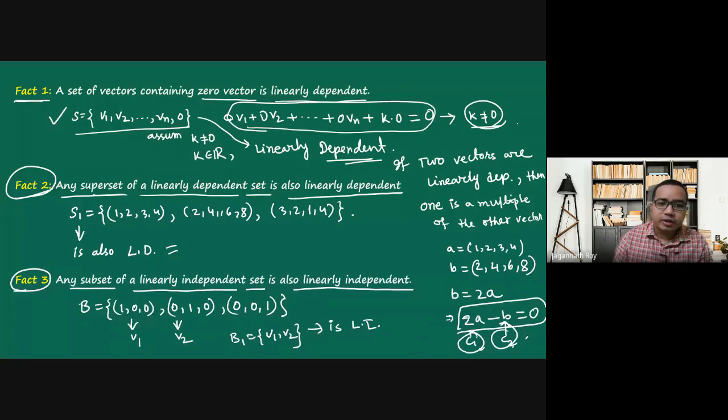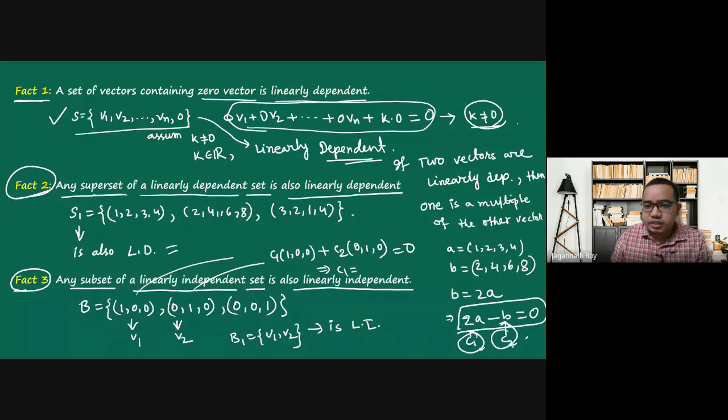Why? If you take the linear combination of these two vectors, C1 into (1, 0, 0) plus C2 into (0, 1, 0), we'll get this equal to 0, which is actually the zero vector (0, 0, 0), since we are taking a linear combination of vectors. So it can be written as C1 is equal to 0, and C2 is also equal to 0. So from any linearly independent set, if you take any part of that, any subset, that is linearly independent also.